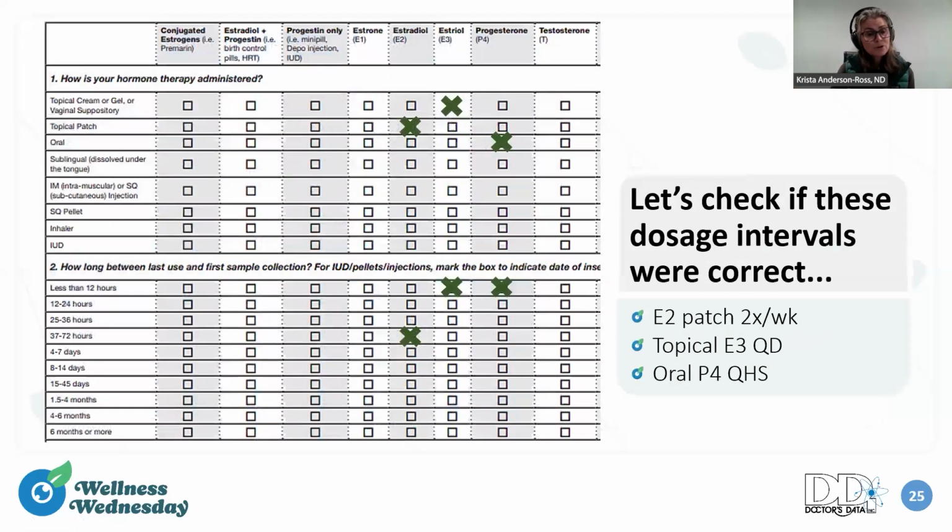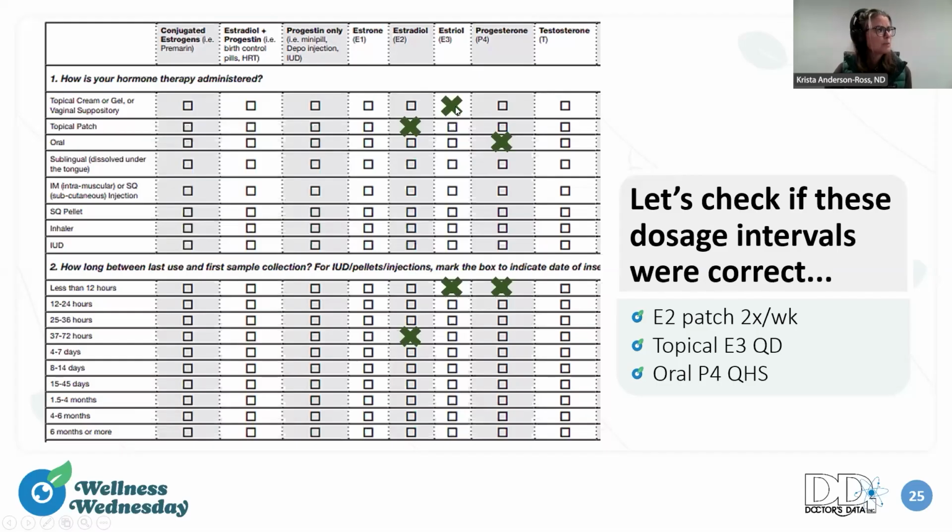And this is another really important piece of making sure you're going to get accurate results depending on your patient's mode of delivery of hormones. So here, this patient is on a topical patch. And remember, we want them to collect in between. This is somebody who's on a twice a week patch, and they've got a 37 to 72 hour interval. So this is a long interval and you will not get accurate results.